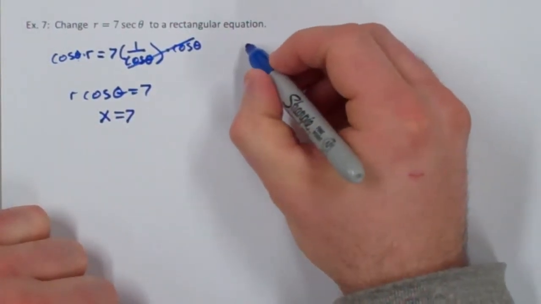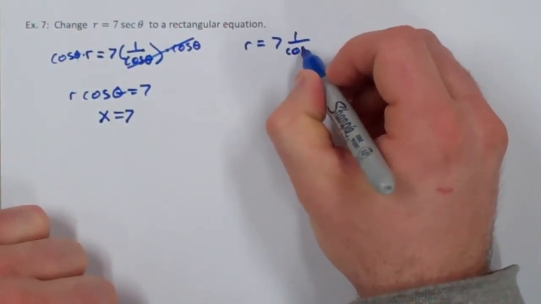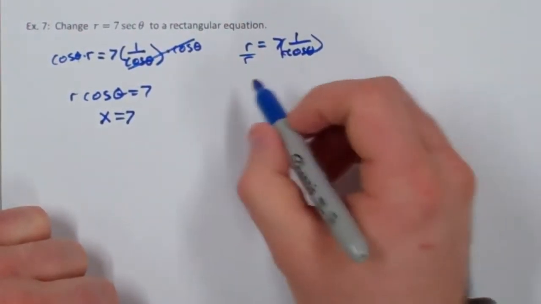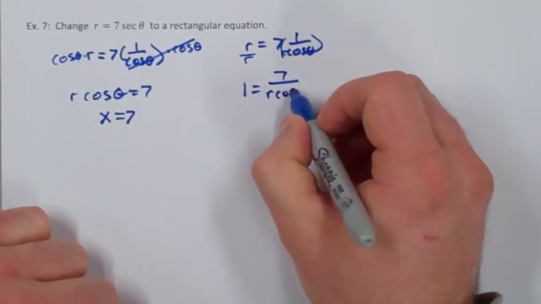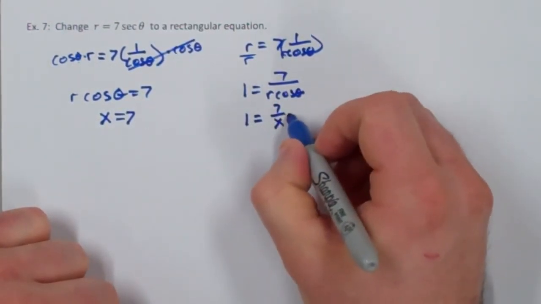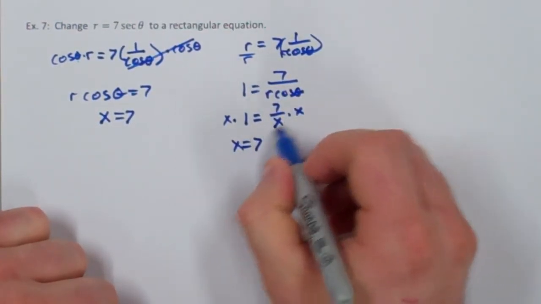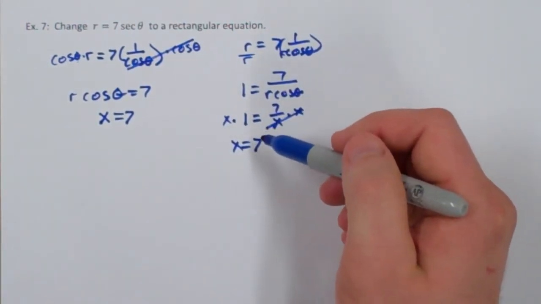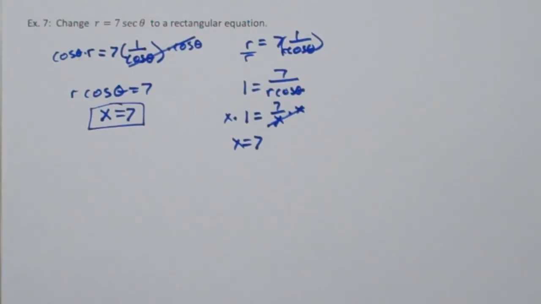If we didn't do that, if we did what we were mentioning before, which is to divide by r, there would be an r down here, that would be 1 is equal to 7 over r cosine theta, which would be 1 is equal to 7 over x. We could multiply by x on each side, so x will be equal to 7. So that does work as well. Might be a little bit extra on the steps, but you can totally do that. Any way you cut it though, you should end up here with x is equal to 7.